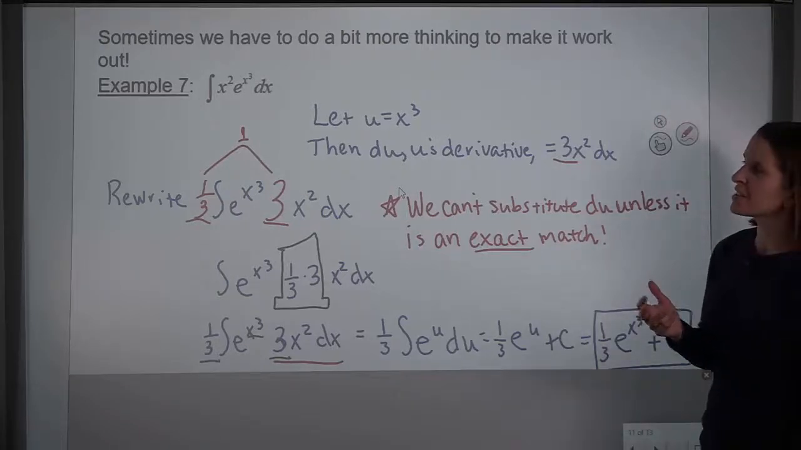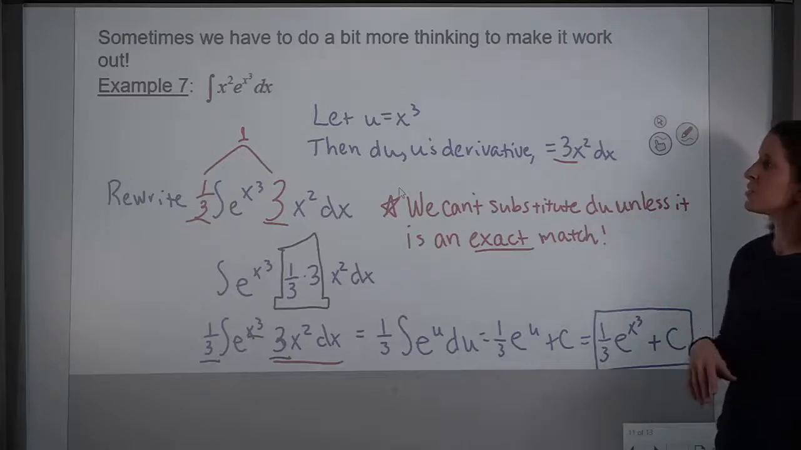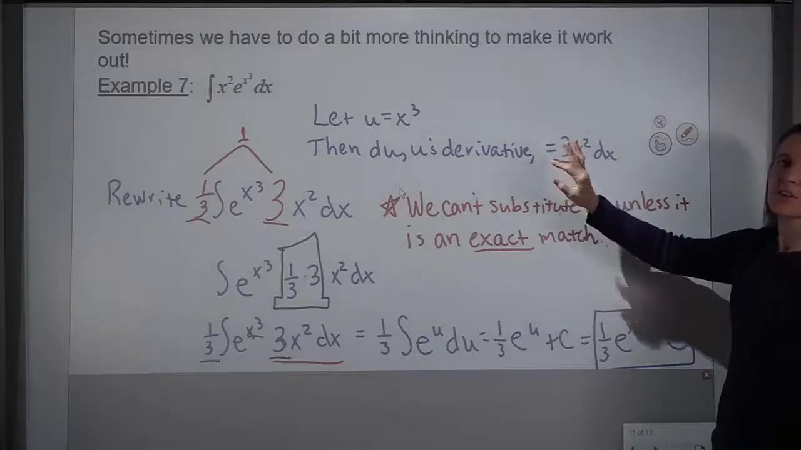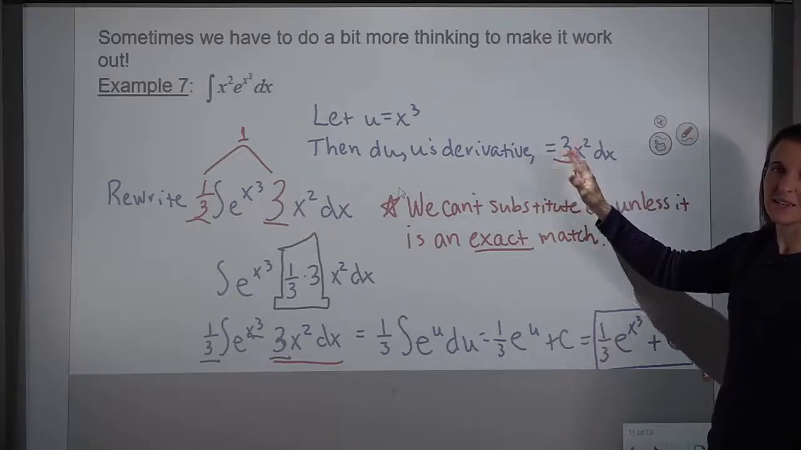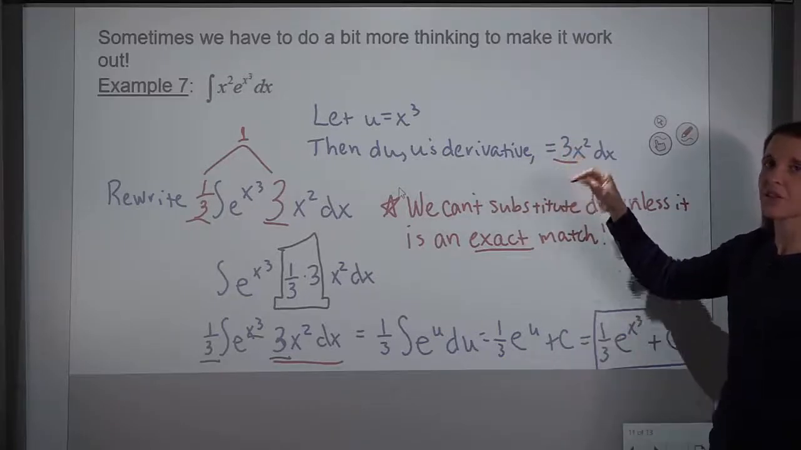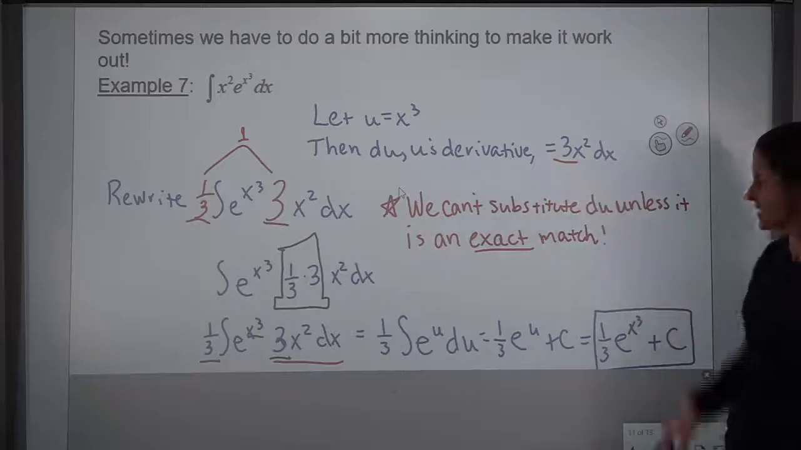There are some other things that could happen, but for us in this class, we are only ever going to have that our function is off by a constant from what du actually is. So in other words, we were missing the 3 here and we had to fix it. So let's look at another example.